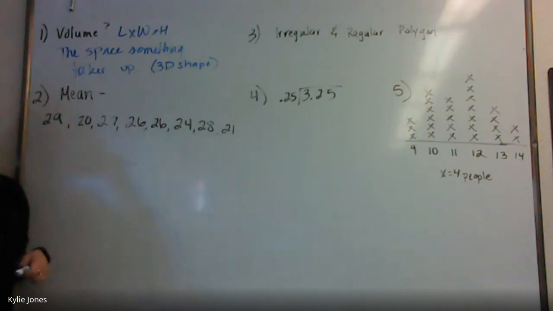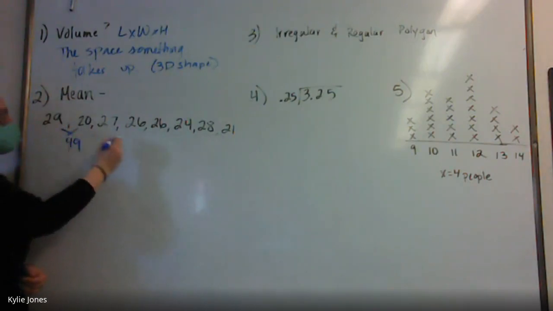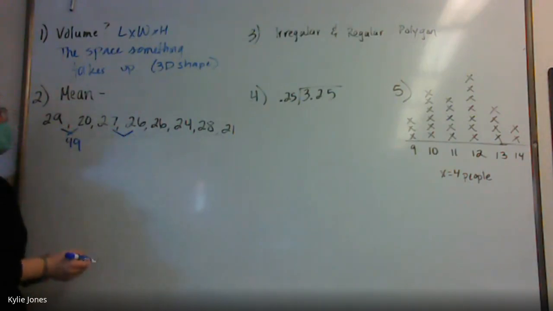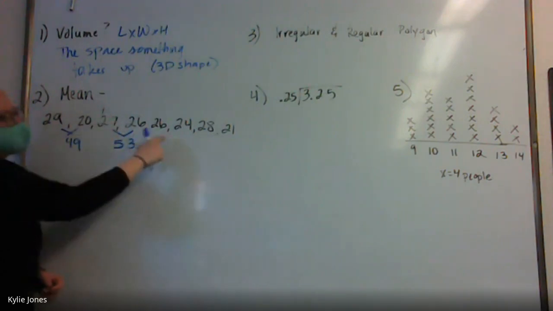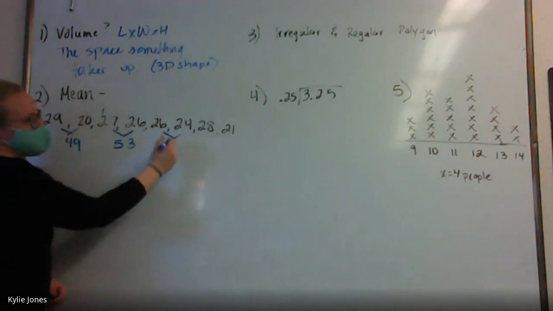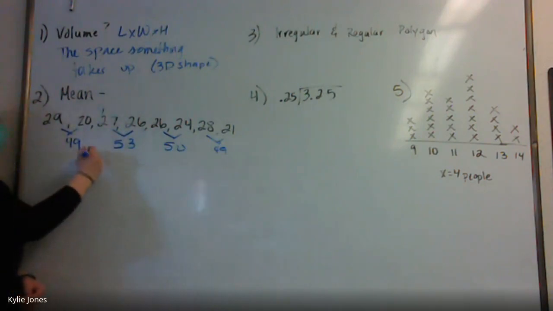That's really helpful. Now, number two, finding the mean. To find the mean of all of these numbers, what do we got to do? We got to start by adding all of them up. So let's start. What's 20 plus 29? 49. 27 plus 26? 53. 26 plus 24? 50. And 28 plus 21? 49. Good. Now I need to keep adding.